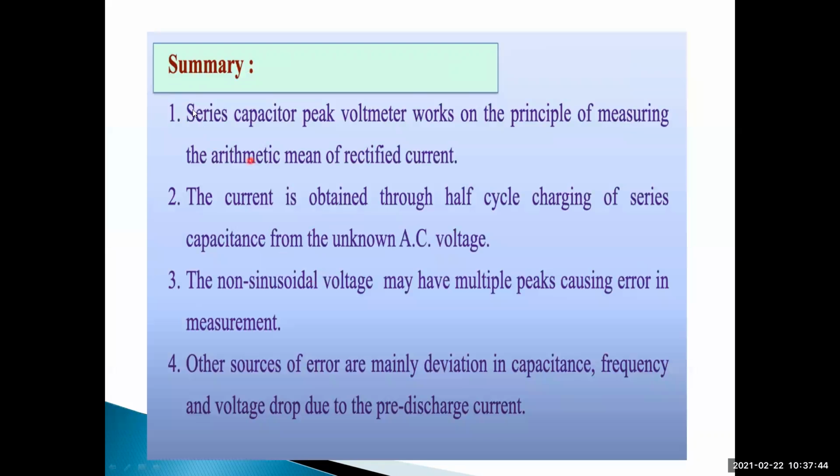Finally, the summary. The series capacitor peak voltmeter works on the principle of measuring the arithmetic mean of the rectified current. The current is obtained through half cycle charging in series with the capacitor from the unknown AC voltage. A non-sinusoidal voltage may have multiple peaks, causing error in measurement. I have already explained these concepts. Other sources of error are mainly deviation of capacitance, frequency, and voltage drop due to the pre-discharge current. So this is for measurement of peak value also.